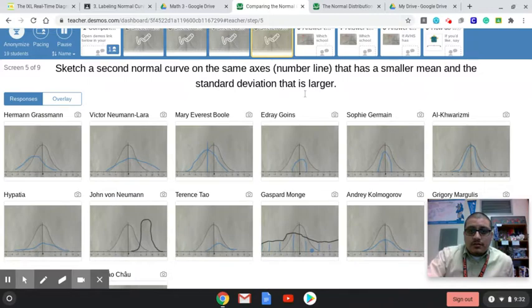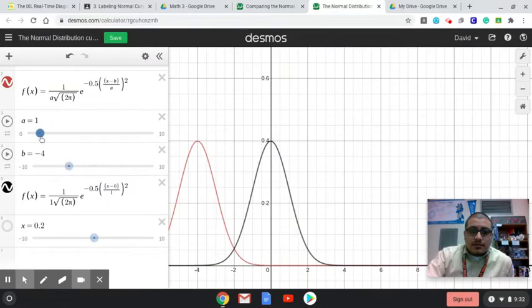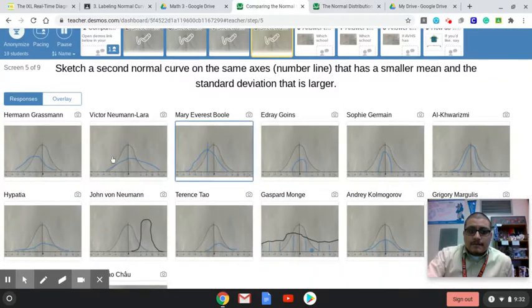Okay, last one. So smaller mean, larger standard deviation. So smaller mean means shifted to the left, and larger standard deviation means made wider. So it could look like this. And yeah, this is a good one. So smaller mean, shifted to the left. So these two should be shifted to the left, and this one as well. This is shifted to the left, and it looks like it is wider too because the standard deviation is larger.